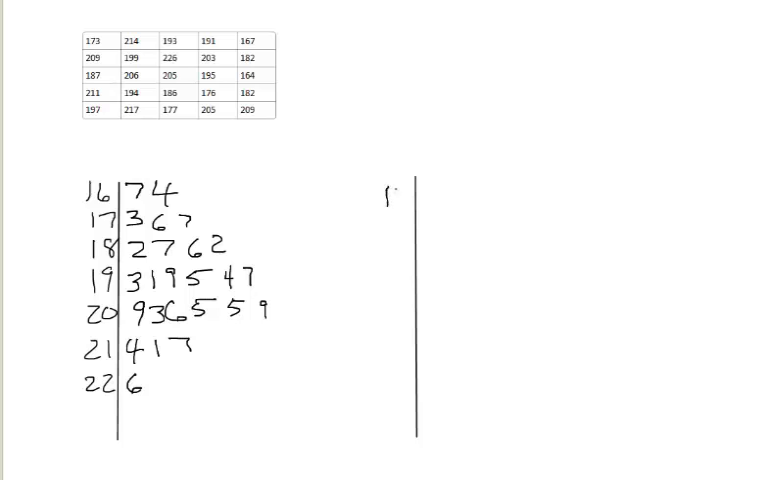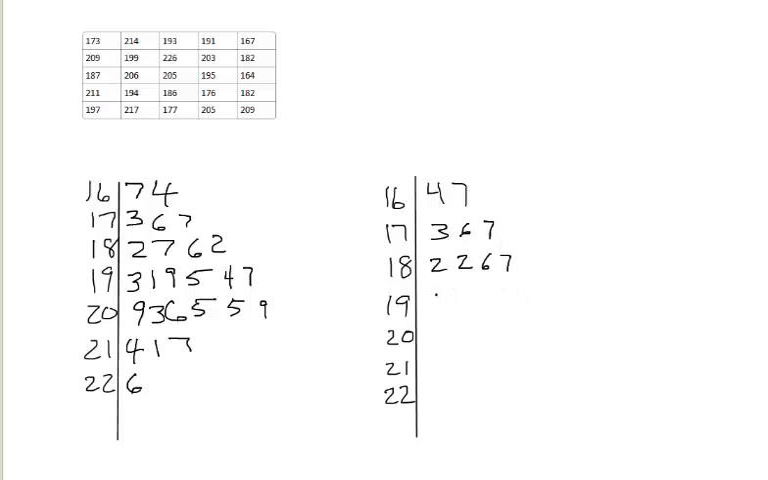So I have 16, 17, 18, 19, 20, 21, and 22. And now we need to put each of these in order. In the 160s, we have 164 and 167, so we'll write the 4 first, and then the 7. In the 170s, 3, 6, 7. In the 180s, it looks like the 2 2s are first, and then a 6, and then a 7.